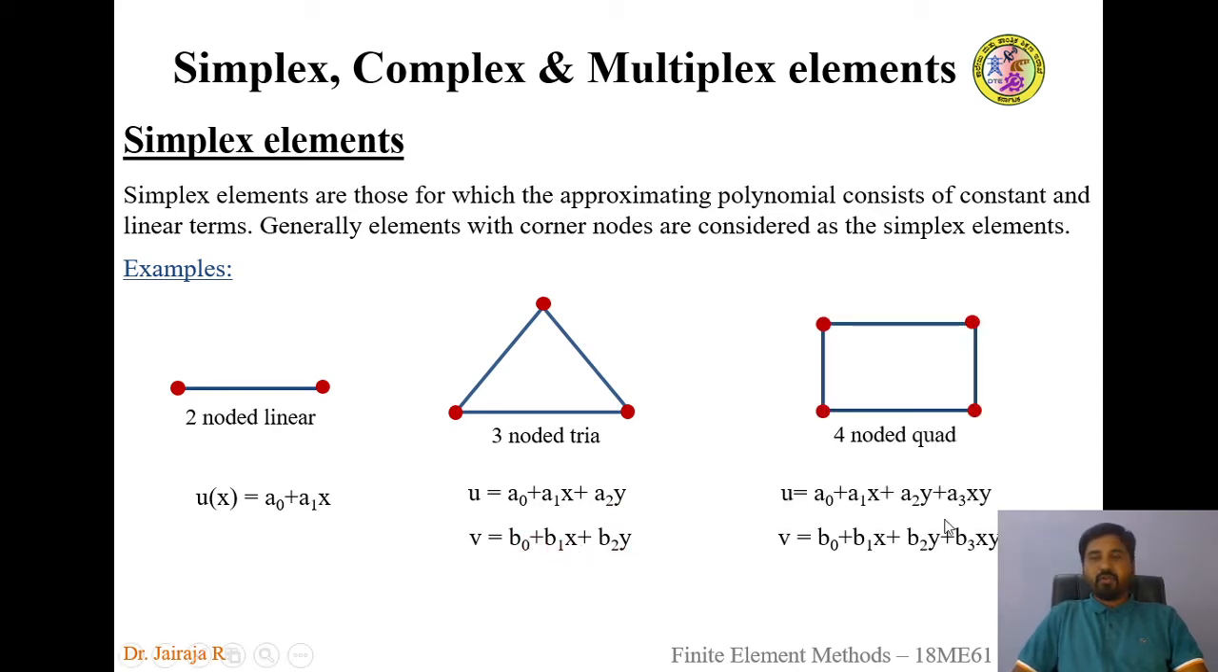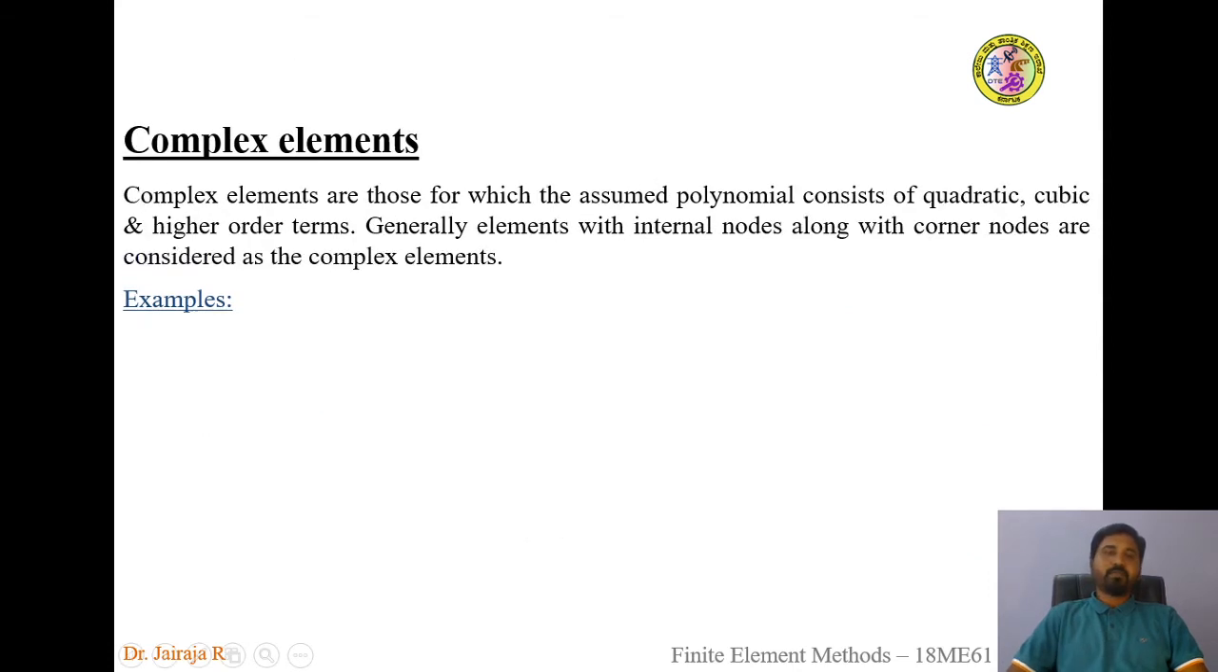Similarly for 4-noded quadrilateral elements, this element contains 4 corner nodes. So a linear polynomial can be represented for this 4-noded quadrilateral element: u is equal to a naught plus a1x plus a2y plus a3xy. Similarly, v is equal to b naught plus b1x plus b2y plus b3xy.